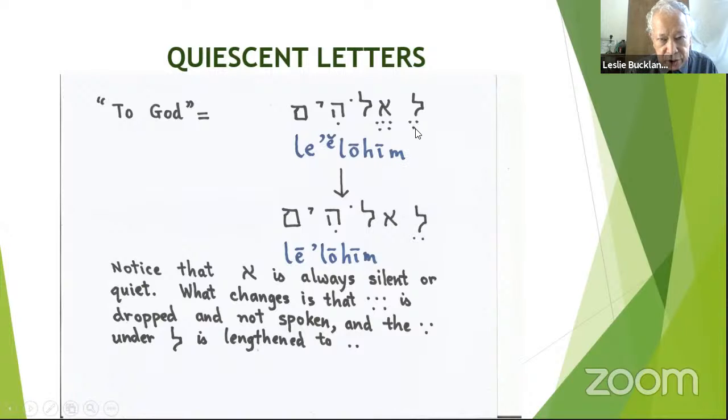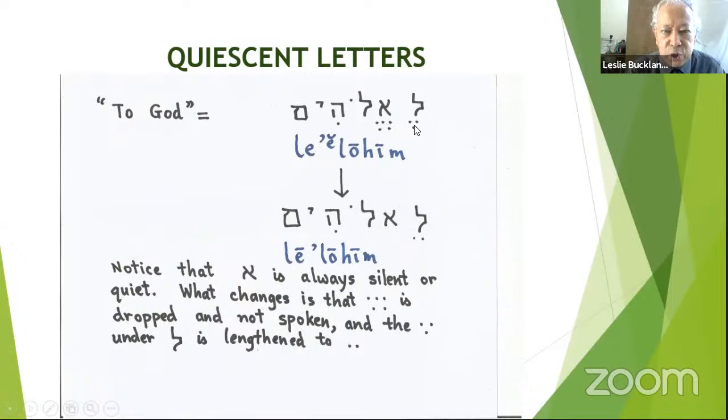Okay, I think I need to mention something else before I move on. Let us just say that this was lameth and you had the simple schwa under the lameth, one dot over the other. And let us say this was another quiescent letter than aleph. Let us say you had another simple schwa under the first letter of a word, but the word is different.